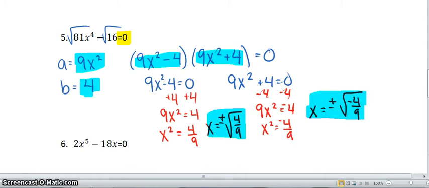If you got that, great job, but I want to remind you that you need to simplify these radicals. So x equals plus or minus the square root of 4 over 9 is really plus or minus 2/3. Your negative version is the same, except you have to include an i with a negative radical.